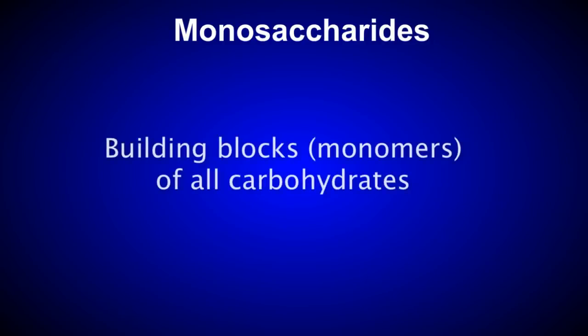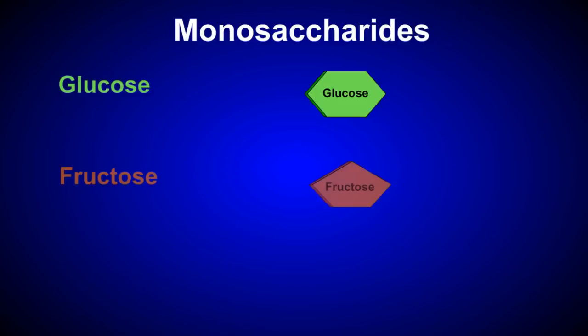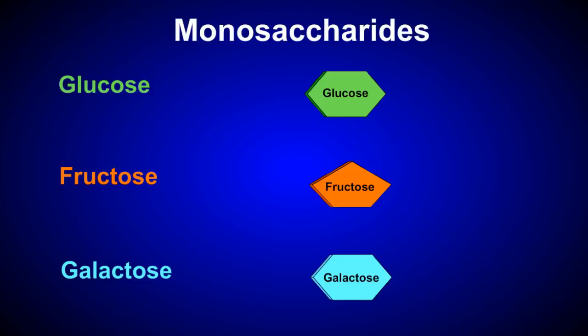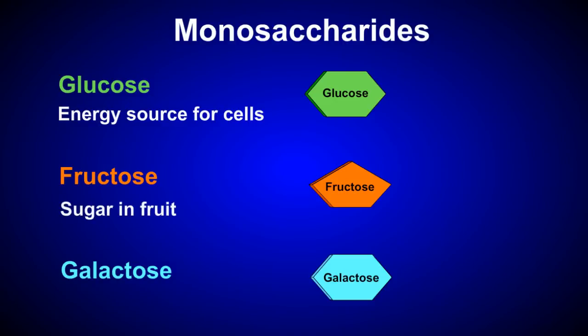Monosaccharides are the building blocks, or monomers, of all carbohydrates. Common monosaccharides include glucose, fructose, and galactose. Glucose is by far the most abundant monosaccharide. It's water-soluble, easily transported through an organism, and is the energy source for cellular respiration and the production of ATP. Fructose is the primary monosaccharide found in fruits and plants, and galactose is the primary monosaccharide found in milk.